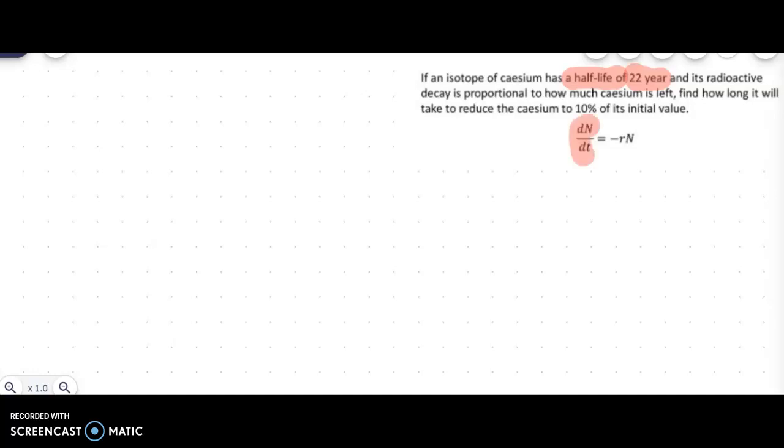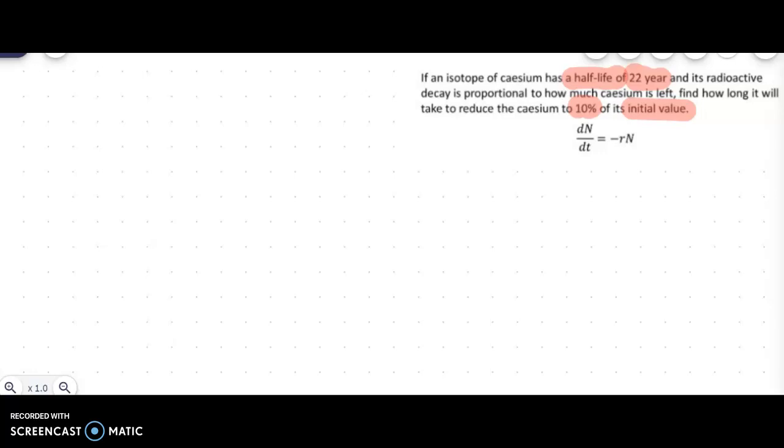So the rate of decay, dN/dt, is proportional to the amount that is left multiplied by some sort of constant r. Okay, cool. They've given you the equation, so that sentence is kind of irrelevant. But if they hadn't given us the equation, that sentence would be how we figure out what this equation is. Find how long it will take to reduce the cesium to 10% of its initial value.